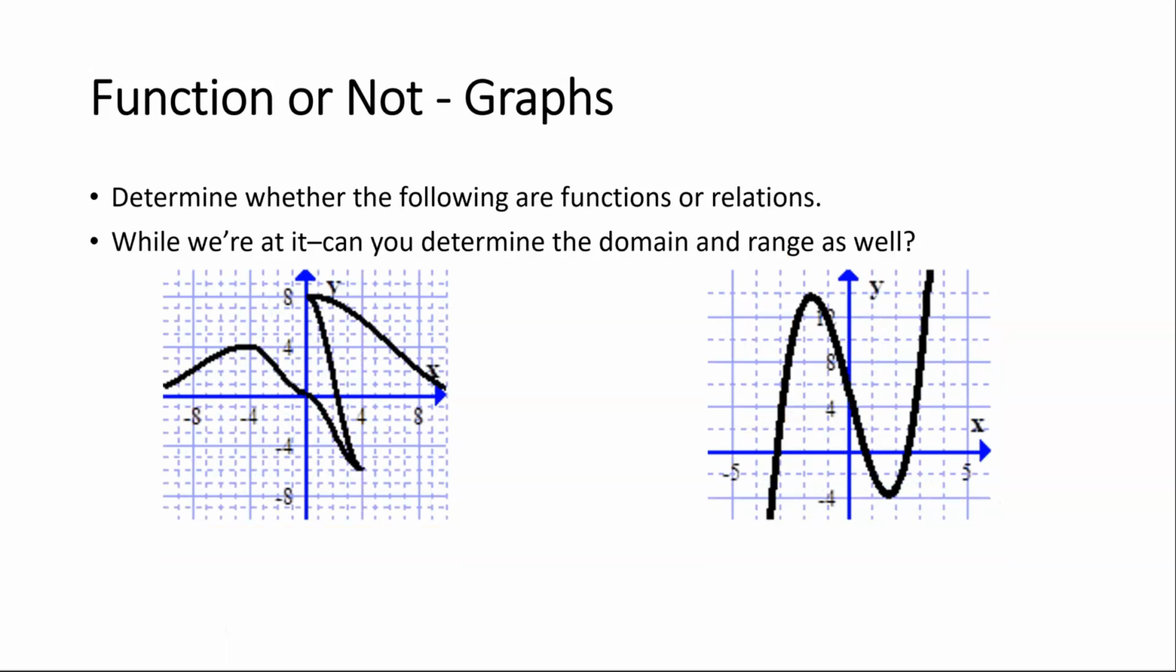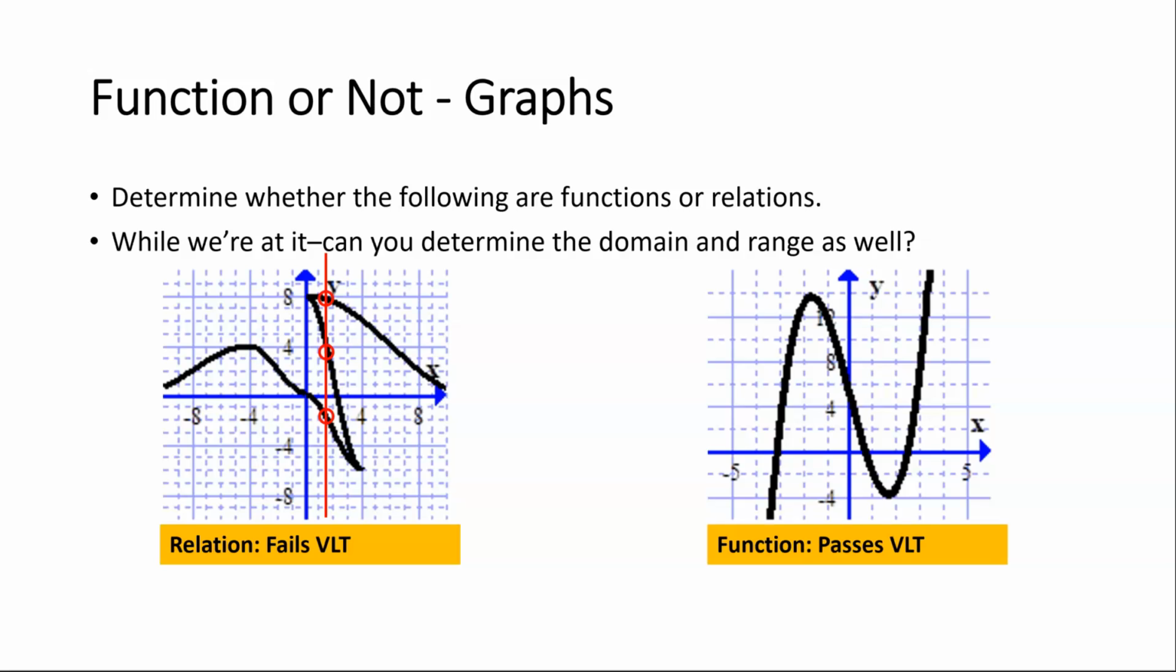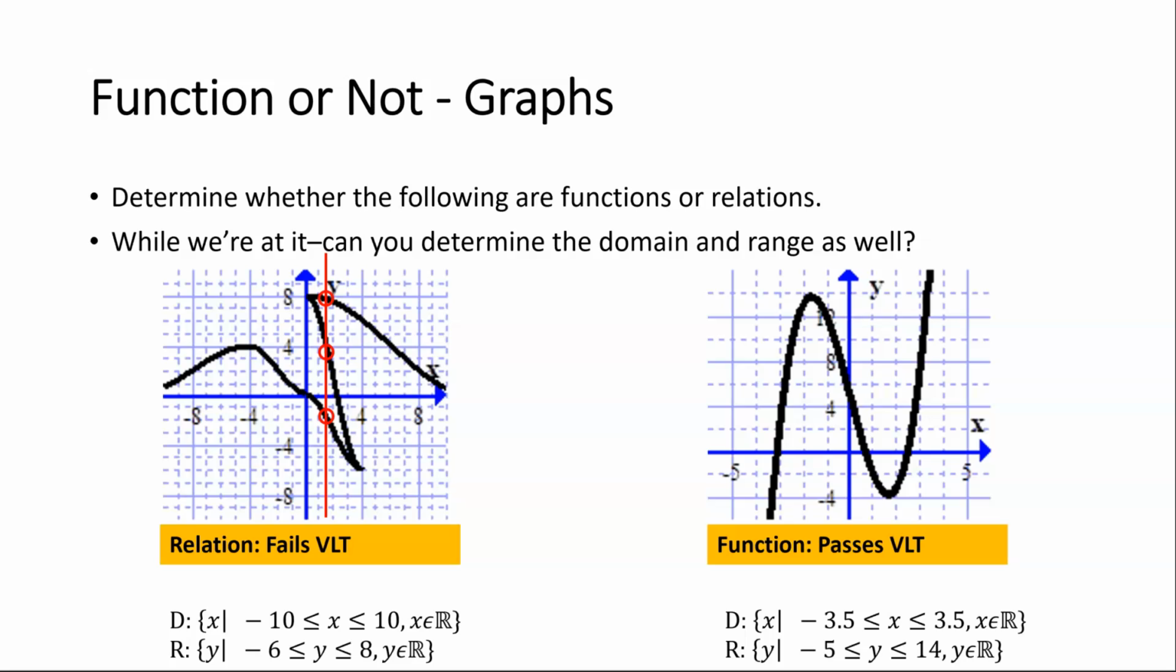Okay, last couple of examples. Graph on the left. There's several places where it would fail the vertical line test. That's an example of one. On that red vertical line, you'll see that it'll hit the graph in 1, 2, 3 spots. Therefore, it fails the vertical line test. That's a relation. And for the graph on the right, there's no vertical line you can draw that would hit the graph more than one time. It passes the VLT, therefore it's a function. And your domain and ranges are below.